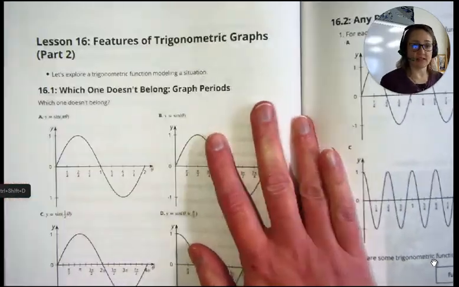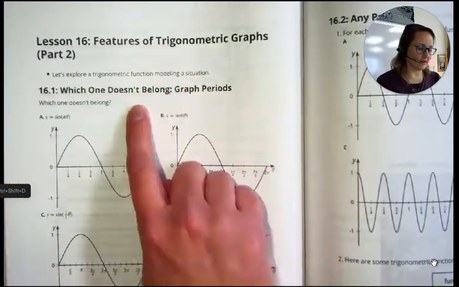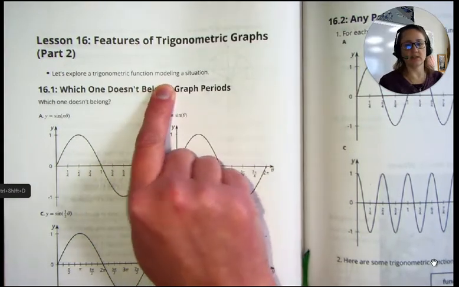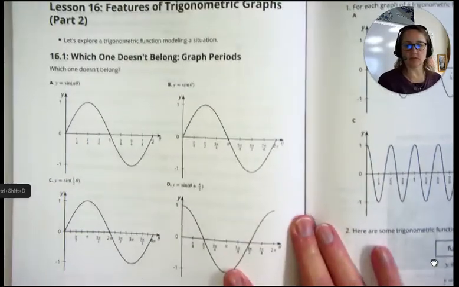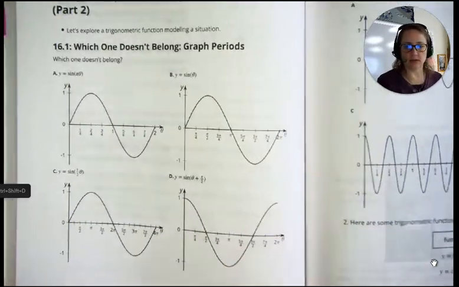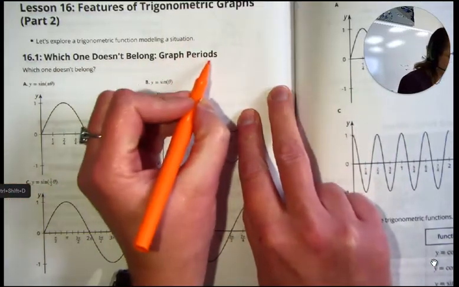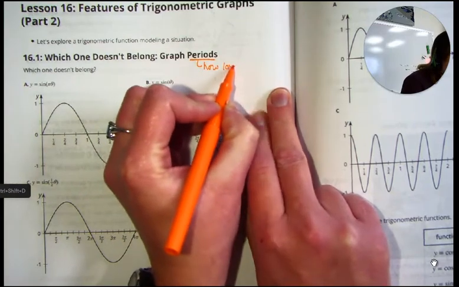Now that we have this idea about how we can start to move some functions around, we're going to look at specifically some trig functions and how we're going to start using these to model situations. Okay, so it starts off with a which one doesn't belong and looking at graph periods. So just a reminder that the period is how long it takes until it starts to repeat.